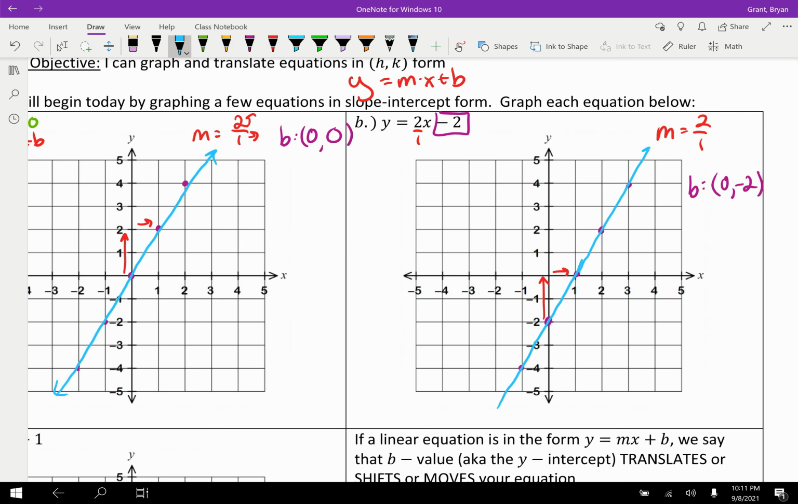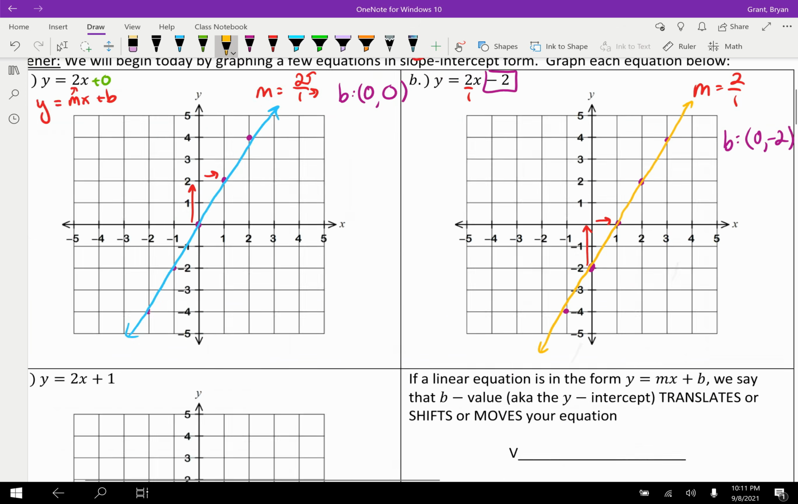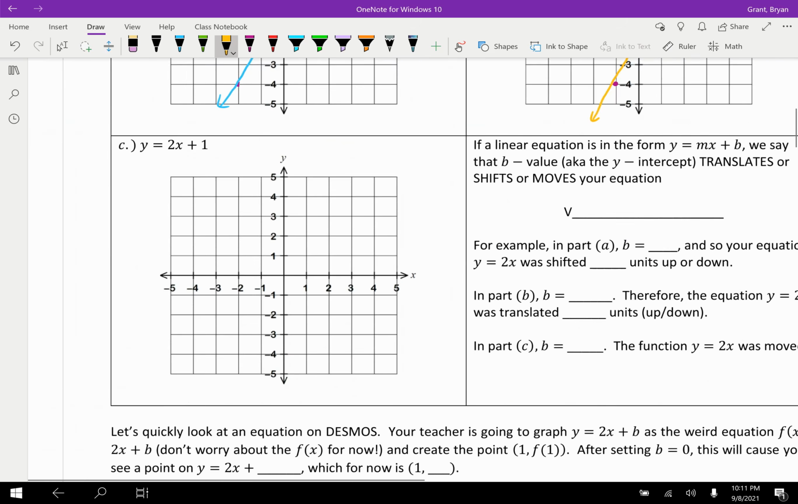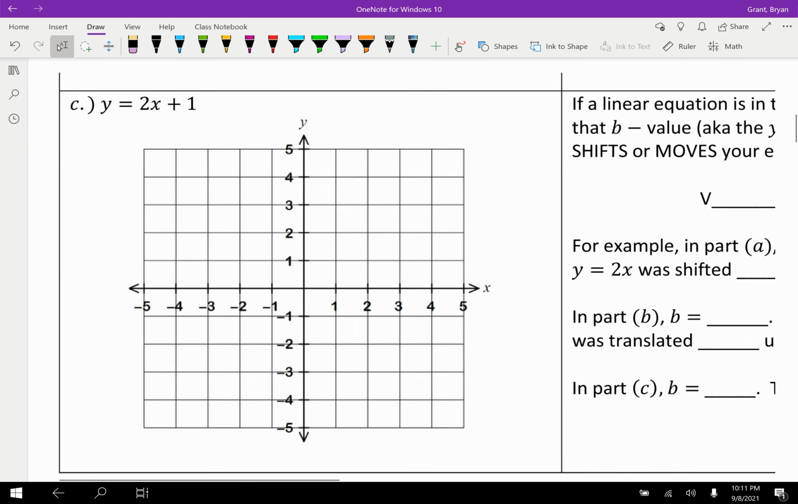So if I were to graph this on the same coordinate plane, actually I should probably do this in a different color. If I were to graph this on the same coordinate plane as the first one, then we'd see that they are parallel, never touching, because they rise up at the same rate. Remember that a fancy name for slope is rate of change. Let's look at the last one.